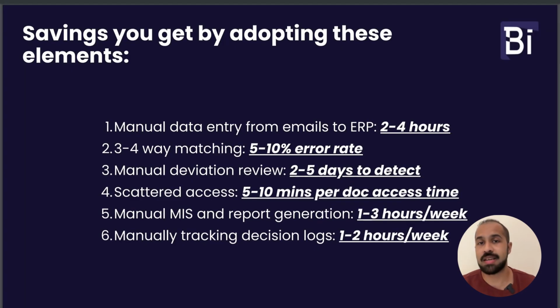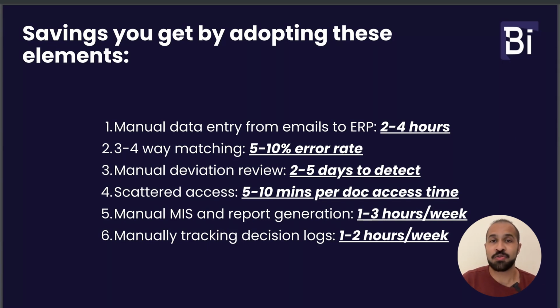So when you have these 10 elements running your invoice reconciliation, you can expect these savings that you see on your screen. Manual data entry from emails to ERP, 2 to 4 hours per week saved. The manual matching between your estimates and your bills and your sub-vendor bills, and even maybe third-party data like bulk data, 5 to 10% error rate. Manually reviewing deviations, 2 to 5 days to even detect, let alone correct.